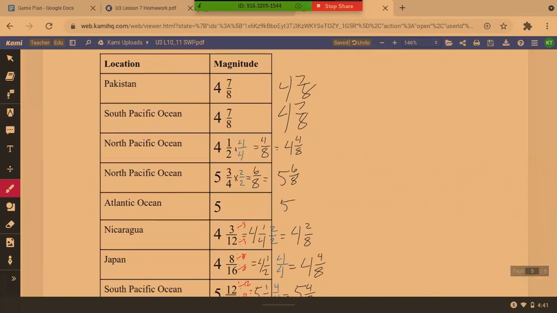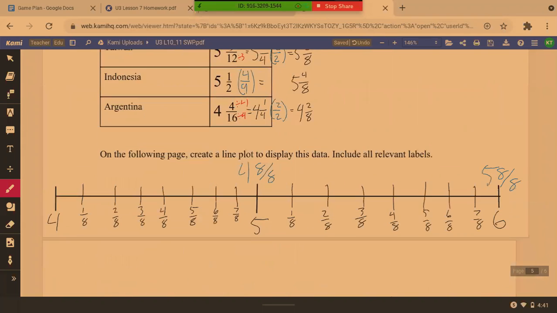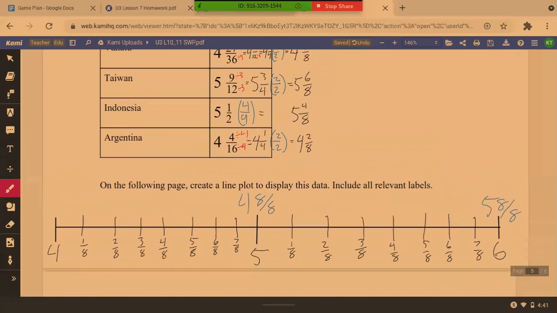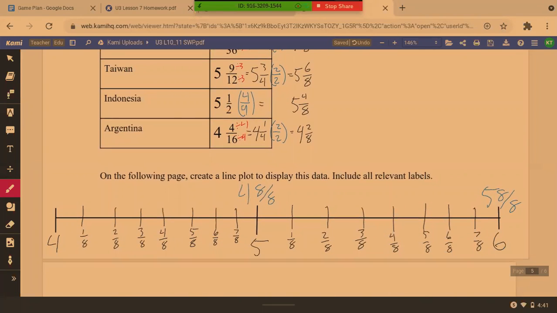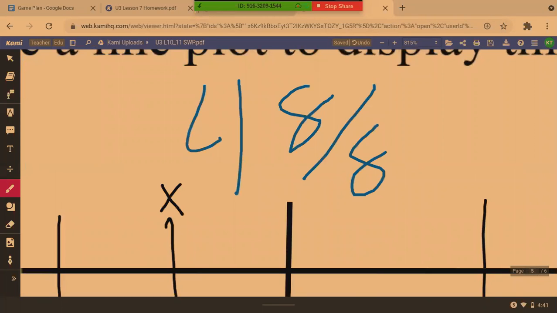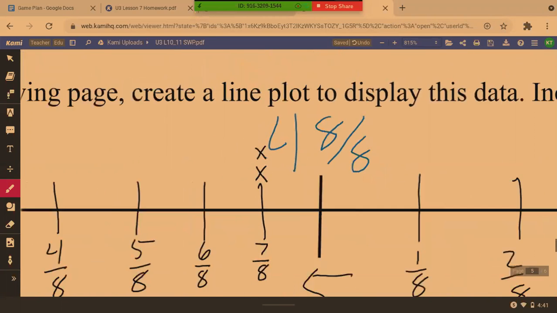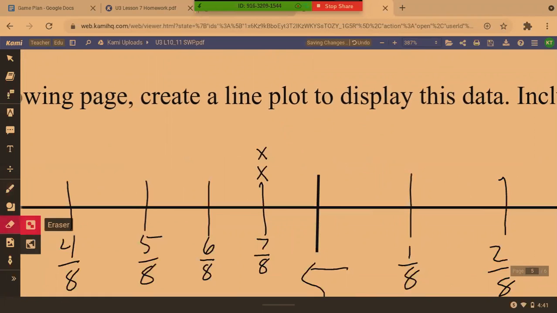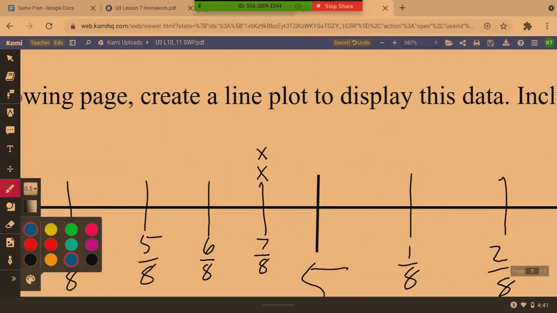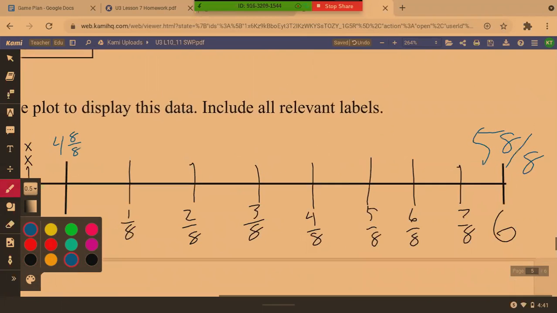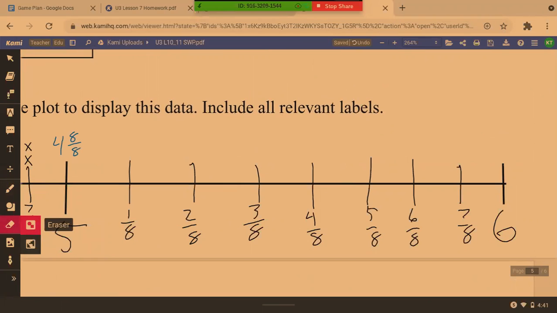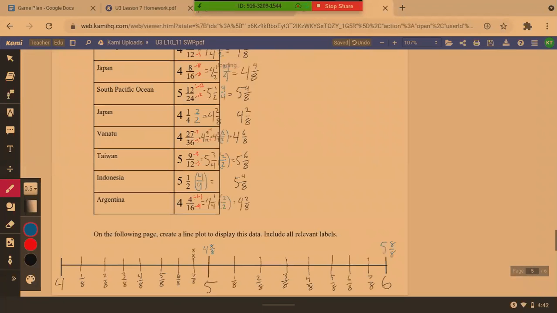So 4 and 7 out of 8. There are 2 countries, Pakistan and the South Pacific Ocean. So let's go put, there's 2, and they were 4 and 7 out of 8. So I'm going to put 1x, 2x. Let me clean that, I can make that neater. Yeah, that's prettier. I'll do the same over here, make it nice and pretty. Okay, so I put 2 countries on the line plot. Let's go for the rest.